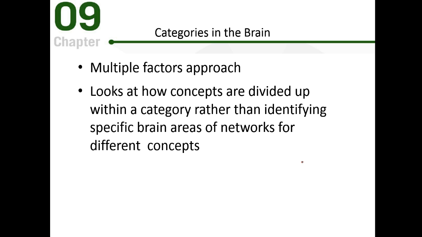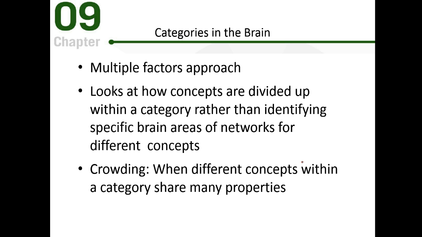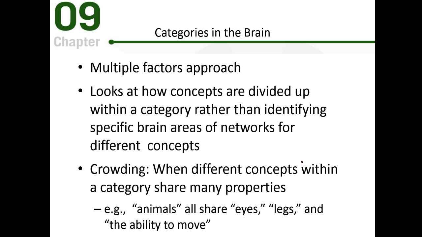Another way that we can differentiate different concepts is something called crowding. And this occurs when we have different concepts within a category that share many properties. For example, consider animals. They all have a lot of the same properties. They have eyes, they have legs, they have the ability to move. Crowding enables us to differentiate animals because they have these characteristics from artifacts. So things like potatoes. Actually, potatoes do have eyes and legs, but they don't have the ability to move.